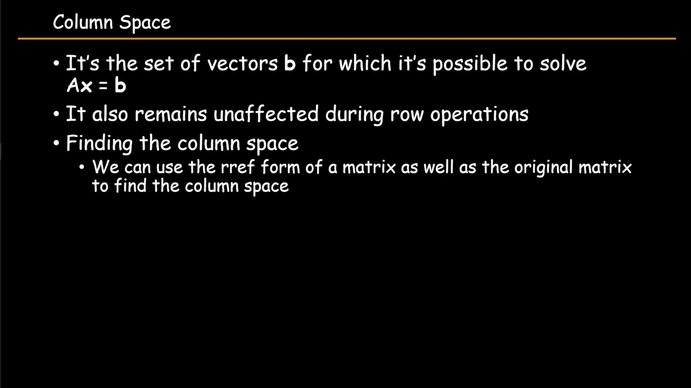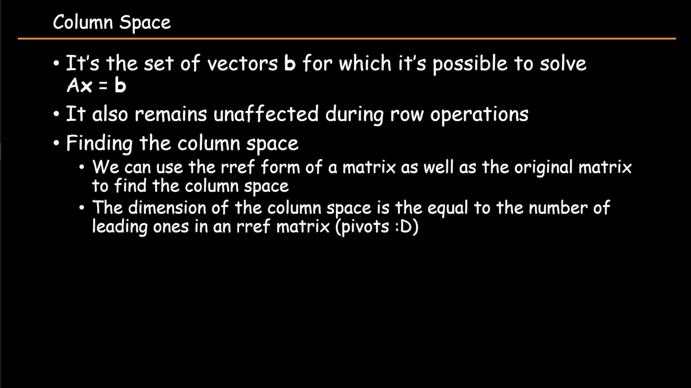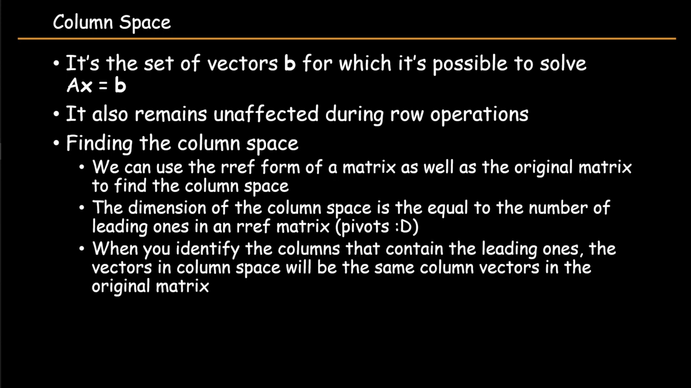Again, the first question is, what is the dimension of this subspace, in this case the column space? Well, the dimension of the column space is equal to the number of leading ones in the row reduced echelon form of the matrix. In other words, the number of pivots. Once you identify the columns that contain the leading ones, the vectors in the column space will be the same columns in the original matrix.